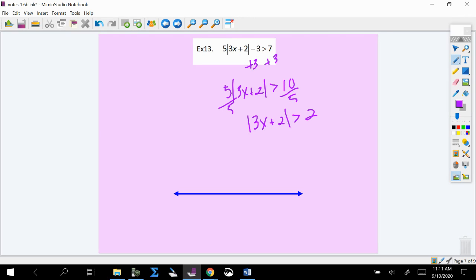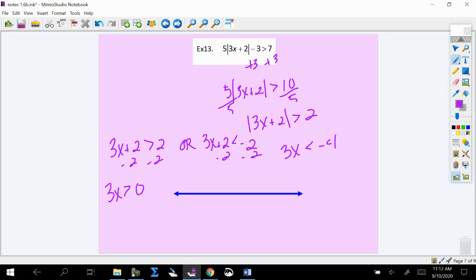My inequality is greater, so I'm going to turn it into an OR. So 3x plus 2 is greater than 2, or 3x plus 2 is less than negative 2. So again, getting those extremes, going the opposite way. Subtract 2. So I have 3x is greater than 0, 3x is less than negative 4. Divide by 3. And yes, it is okay to get 0 as an answer. That always scares people. Divide by 3.